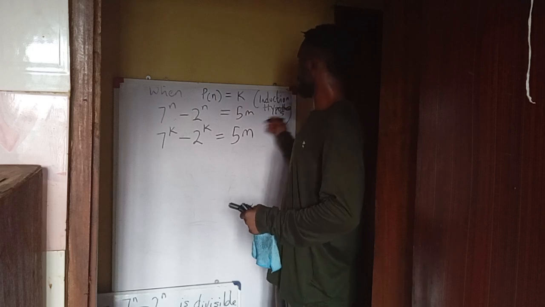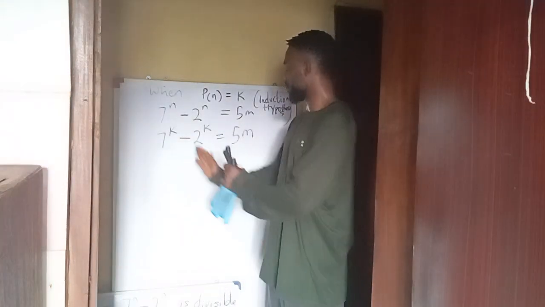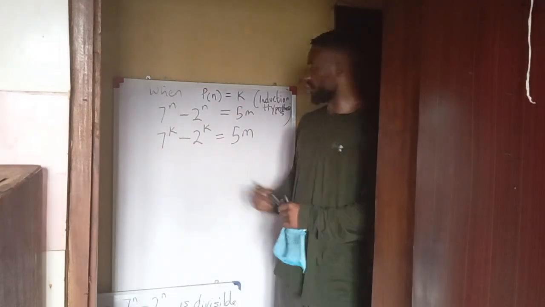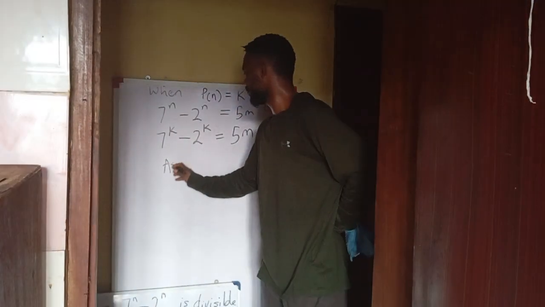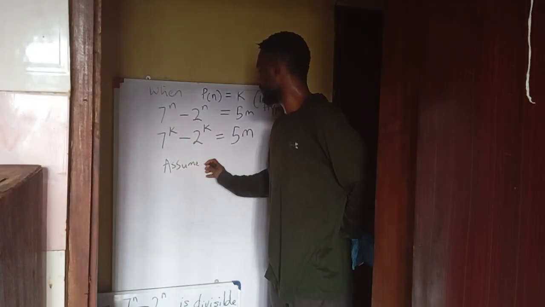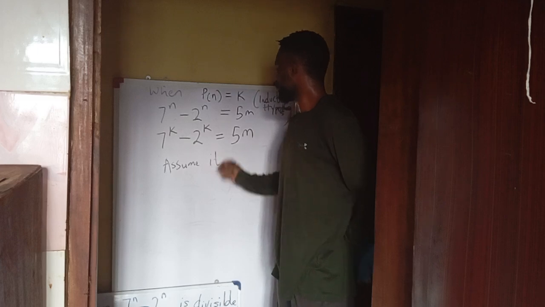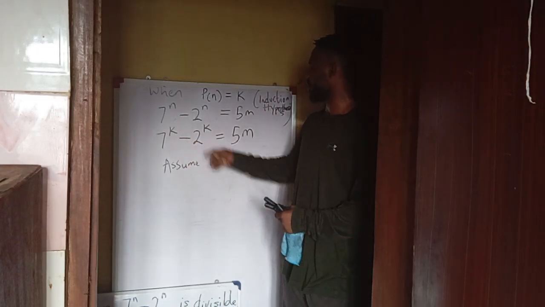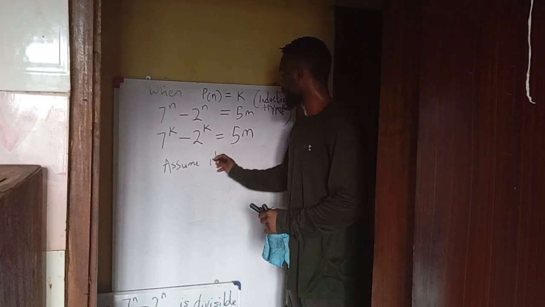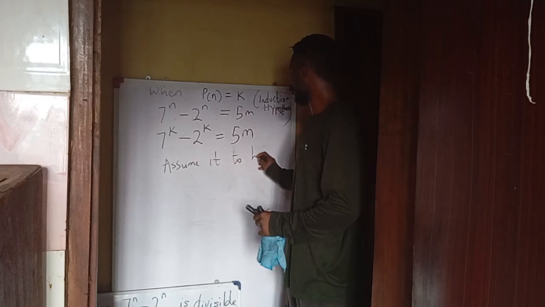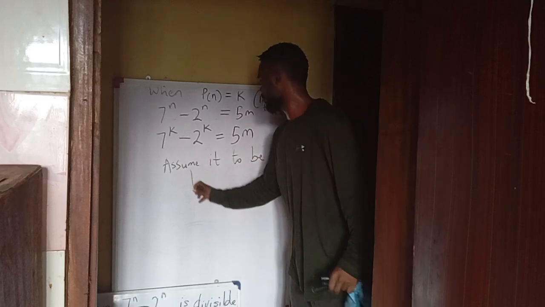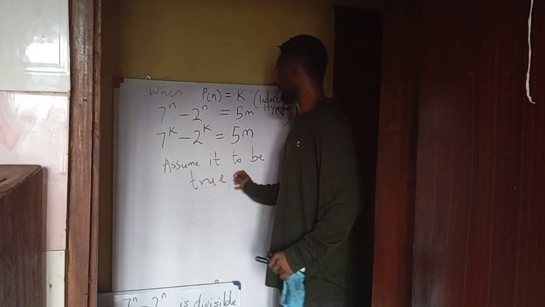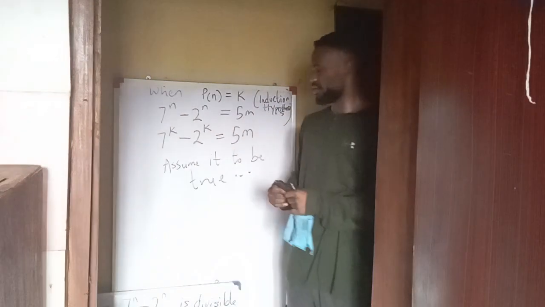For this step, what you simply do is just assume. So we assume it to be true. Notice that I have 7 raised to the power k minus 2 raised to the power k. We just assume it to be true in this second stage.